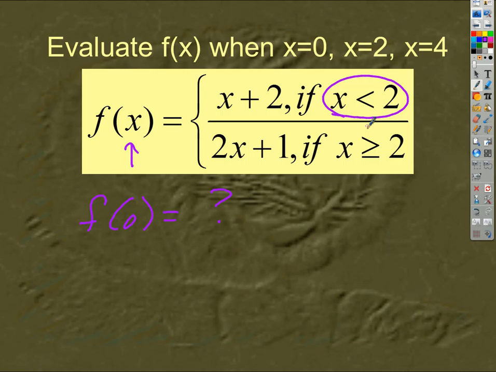Does that make sense? So for x values less than 2, this is the equation that we have to use. The function is defined as x plus 2 for all x values less than 2. So when x equals 0, that's certainly less than 2, isn't it? So we've got to plug it into here, right? That's the formula we use. So f of 0 would equal 0 plus 2, if I plug it in, which is just 2, right?